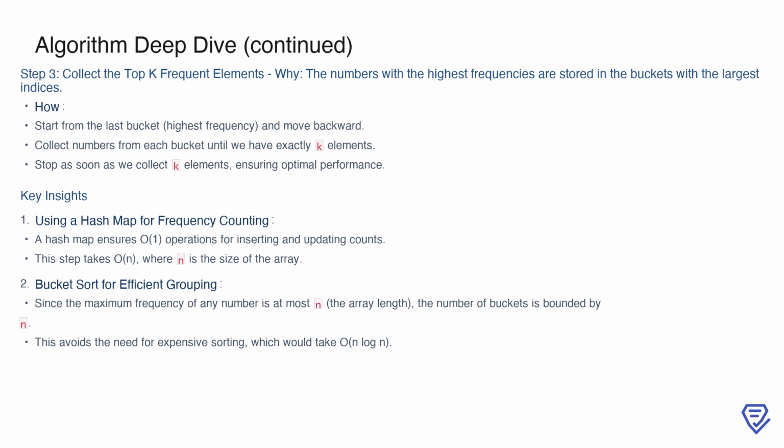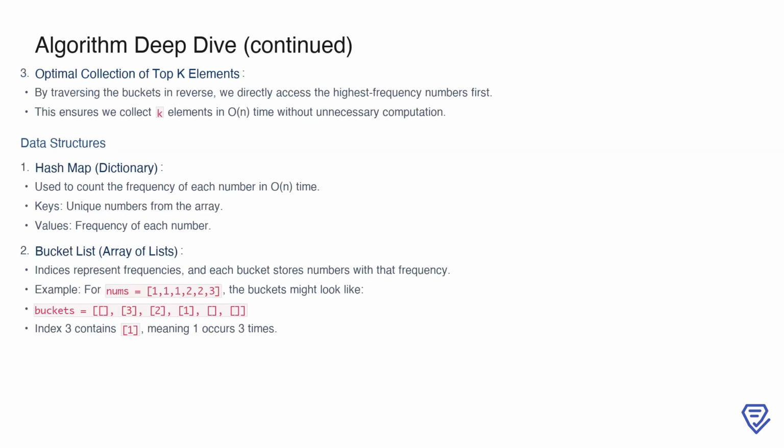This ensures that we avoid expensive O(n log n) operations, making the process highly efficient. Once the numbers are organized into buckets, we can efficiently collect the top k elements. By iterating through the buckets in reverse order, starting from the highest frequency, we directly access the most frequent numbers first. This ensures that we gather the top k elements in optimal time without redundant processing.